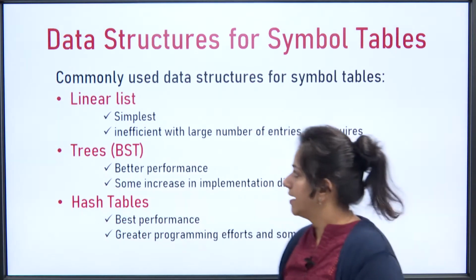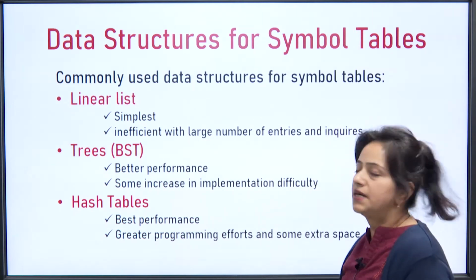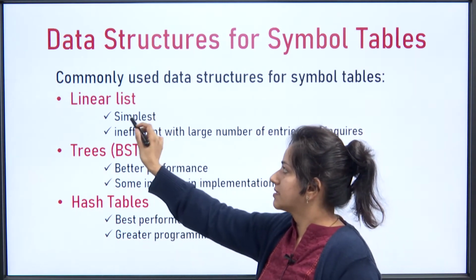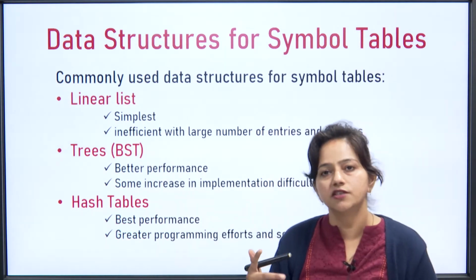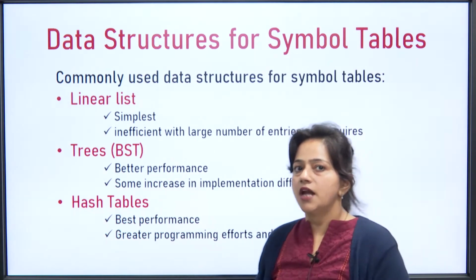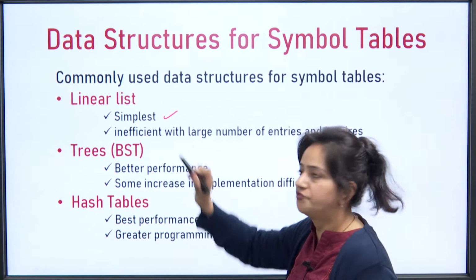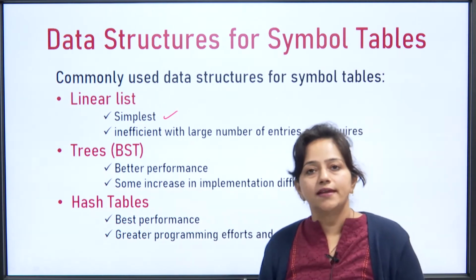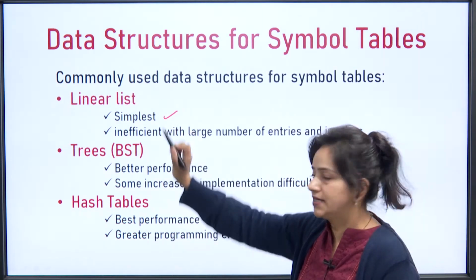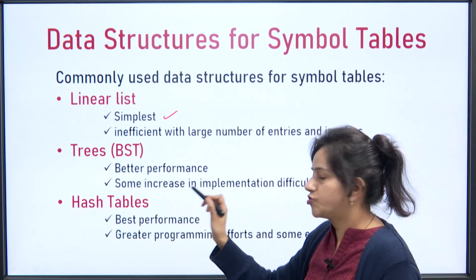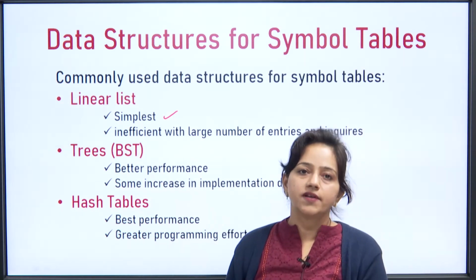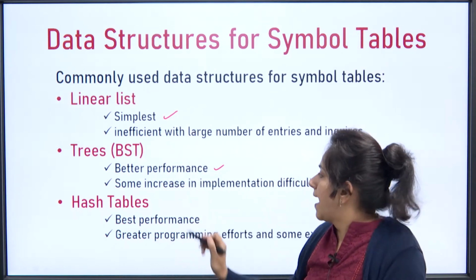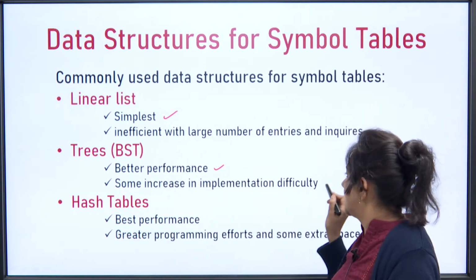Considering this, the commonly used data structures for symbol tables are the linear list, tree, or hash table. Under linear list we will study 2 categories: the list and the self-organizing list. Now, the linear list is the simplest form, and it is inefficient when a large number of entries and inquiries are there. So this is the first category, the linear list. Next is the tree. Here we will talk about the binary search tree. It is better in performance compared with the linear list, with some increase in implementation difficulty.